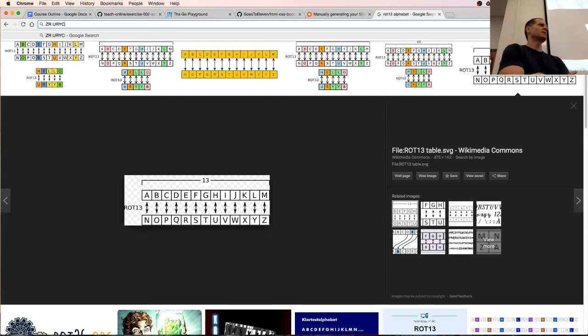I rotated at 13 to encrypt it. You would rotate at 13 to decrypt it, symmetric keys, and you would translate the Z to be a what? What's Z rotated 13? M. What's R rotated 13? E. What's U rotated 13? H. And what's R rotated 13? E. And what is Y rotated 13? L. And then what's C rotated 13? P, right? So that's a simple Caesar cipher using symmetric keys.